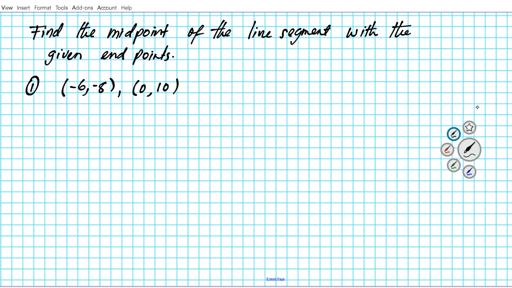Alright, so remember the steps. What is the first thing that we want you to do? First thing you want to do is label the points, okay? This is x1, y1. Okay, the indices represent the position of the point. So 1 means the first point, and then the 2s are the second point, okay? So this will be x2, y2.